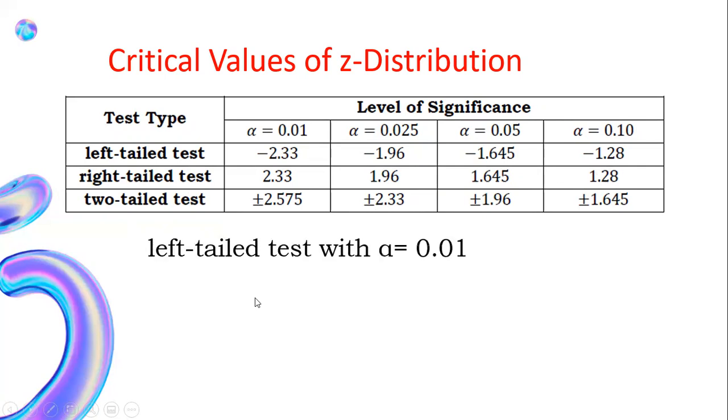So let's say, for example, what will be your critical value for a left-tailed test with the level of significance at 0.01? Looking at the table, at 0.01, you need to consider this. Since it's a left-tailed test, what's the corresponding critical Z value for that? So it's negative 2.33. Okay, so let's have the next one.